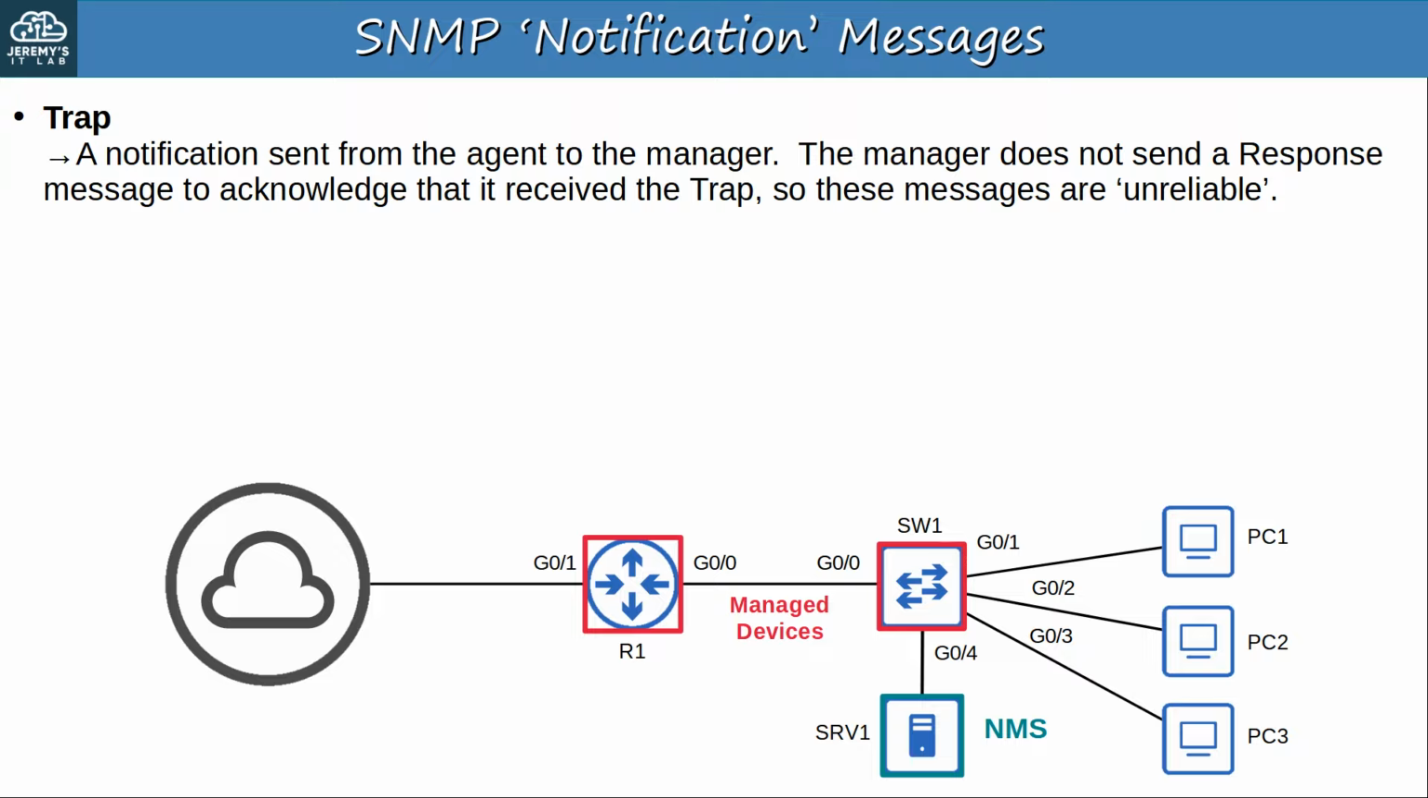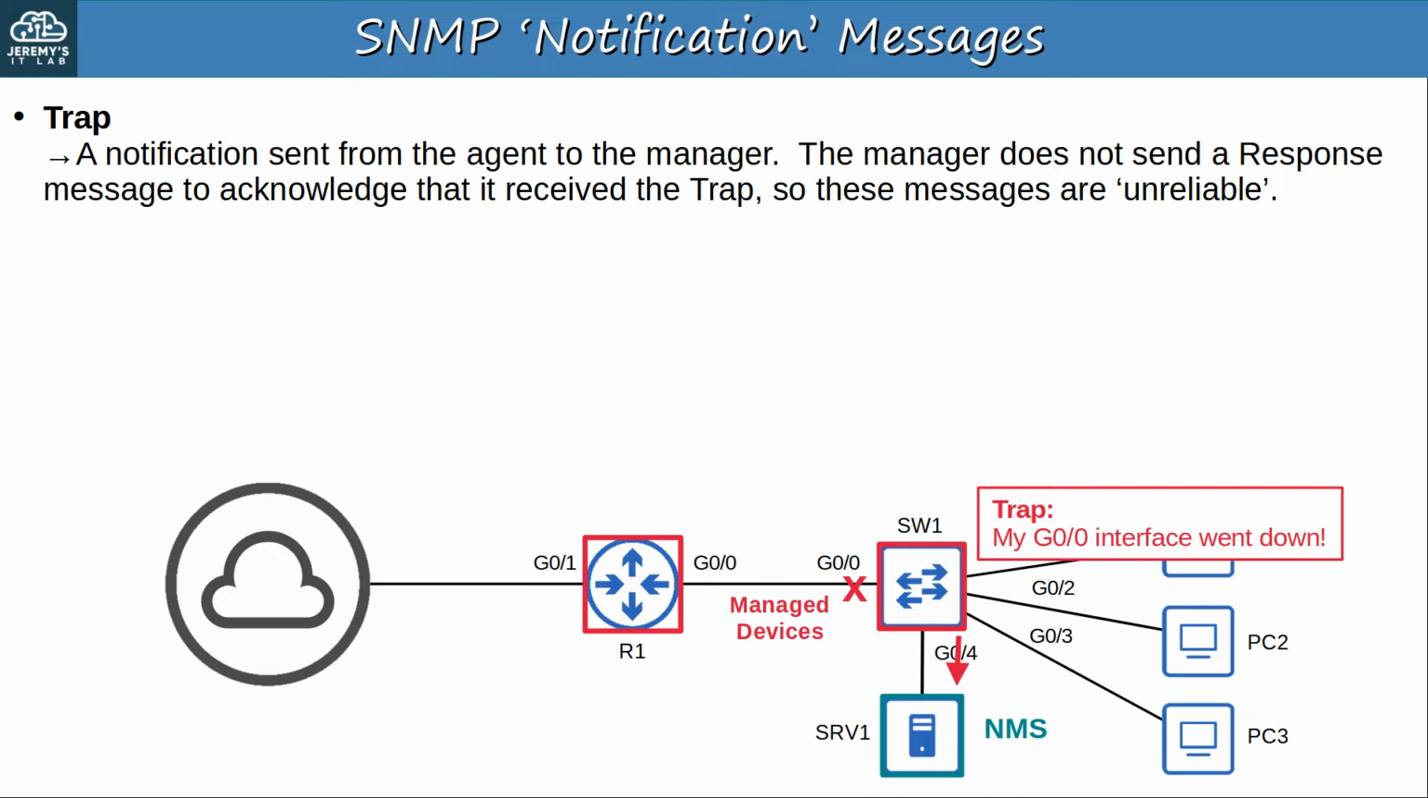Also, SNMP uses UDP, so there are no TCP retransmissions. Now, unless there's some problem in the network, the trap will reach the NMS no problem. But since there is no reliability mechanism built in, they are called unreliable messages. I showed an example before, but here's another. Switch 1's G00 interface went down, so it sends a trap message to the NMS, server 1. That's it. No response is sent to switch 1.